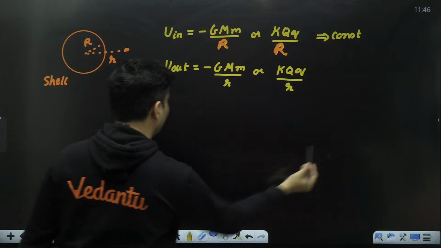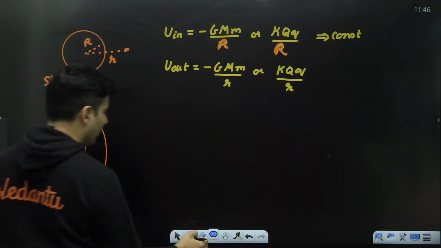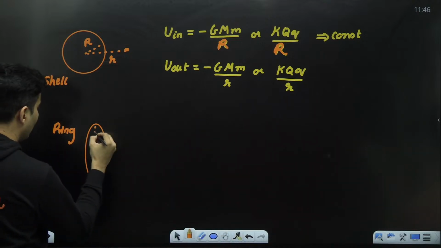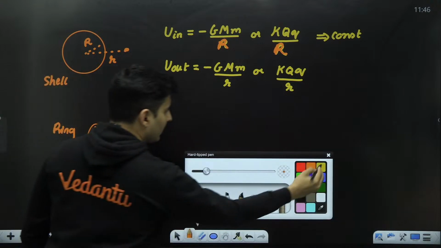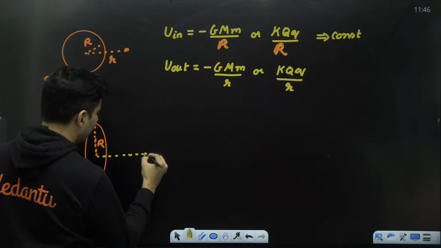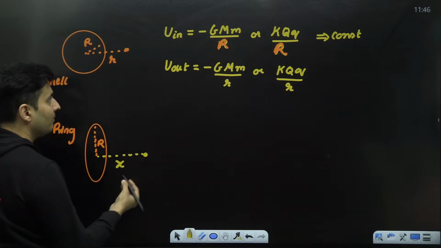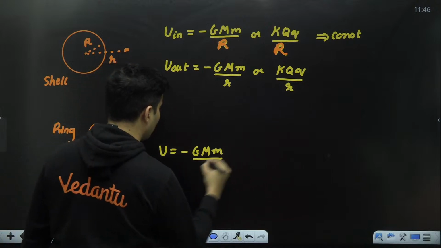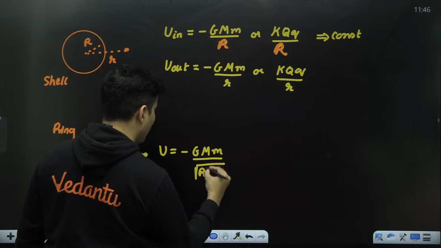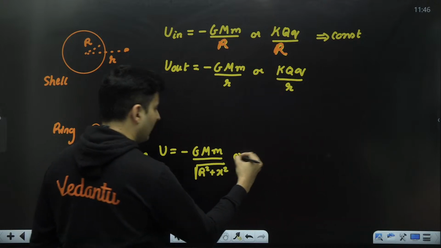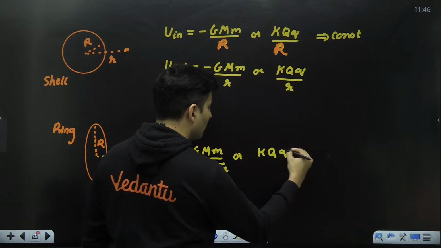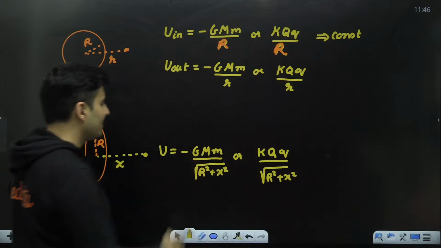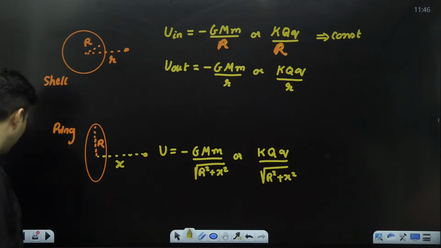Similarly, if you are taking a ring-like object, radius is R, and on the axis of the ring you are placing some mass, then the potential energy is given by, for gravity, minus GMm divided by root of R square plus x square. In case of electrostatics, it is just kQq divided by root of R square plus x square. There is no minus here, there is minus here. So that's for a ring.